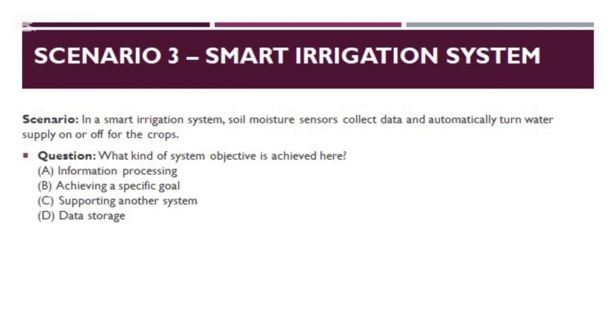The third scenario is in a smart irrigation system, soil moisture sensors collect data and automatically turn the water supply on or off for the crops. The question is, what kind of system objective is achieved here? The options are information processing, achieving a specific goal, spotting another system, and data storage.